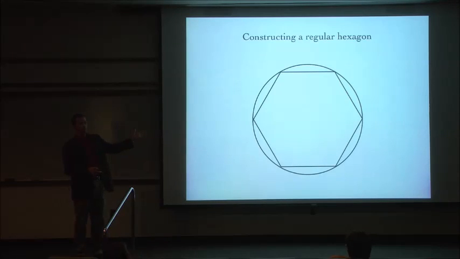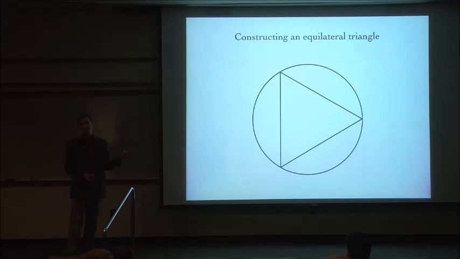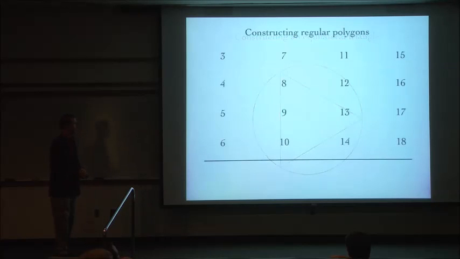If I gave you this, is there another one you could get almost immediately? Triangle. The triangle, yeah. So if you have this, you could connect every other point to get an equilateral triangle. So right there we got two without too much effort. Okay? So let's go back to our chart here.